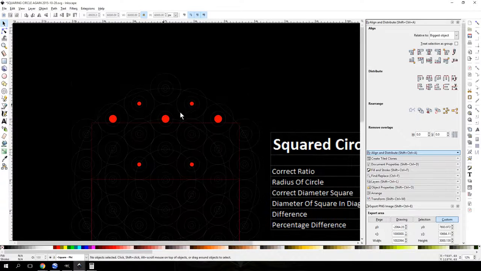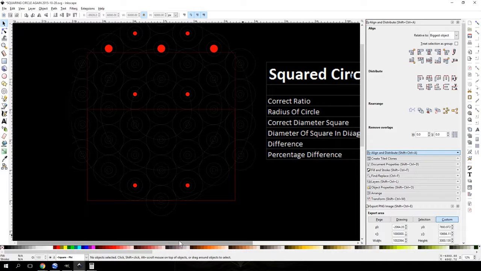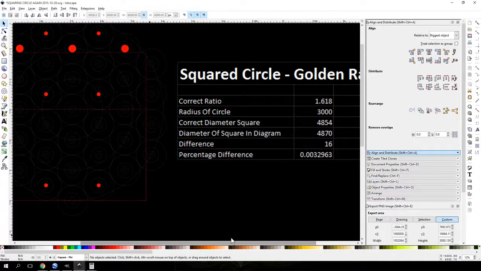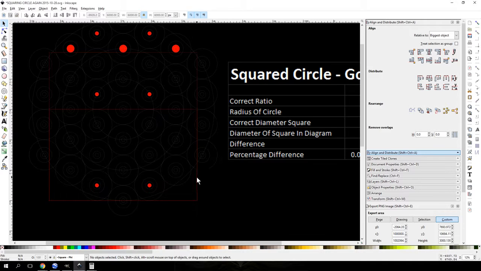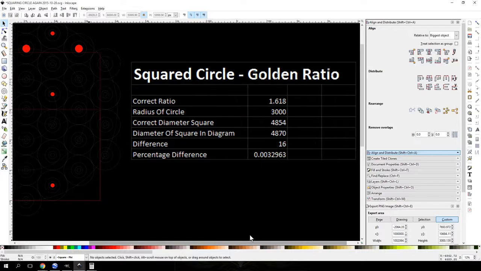And this is within, like I said, 3 1,000ths. Hardly any error at all. And you can see 4,870 and 6,000. Okay, let's take a look at the next one.